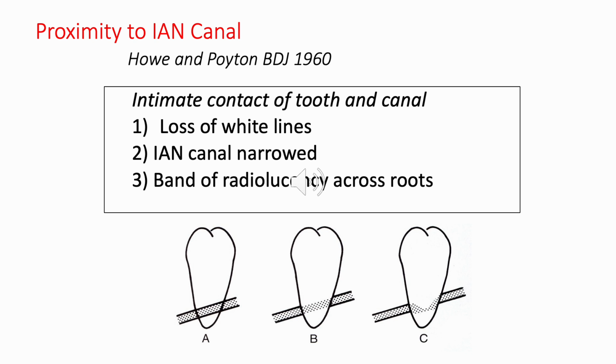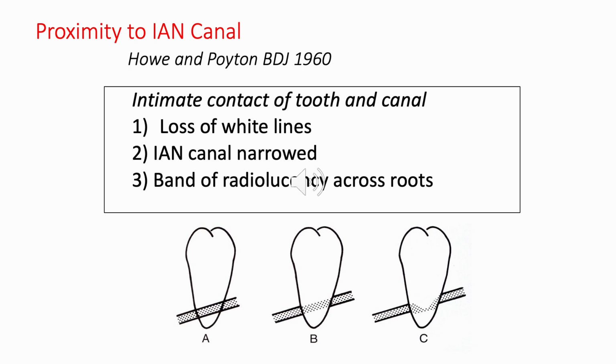Is the inferior alveolar nerve canal narrowed? Is there a band of radiolucency across the roots of the third molar? These would be, say, surrogate markers that they are in intimate contact with one another and at increased risk of nerve injury. Now, as soon as I see it traversing the IAN, I just get a CBCT and find out exactly the relationship, as opposed to going through these 3 steps to determine how safe I am.